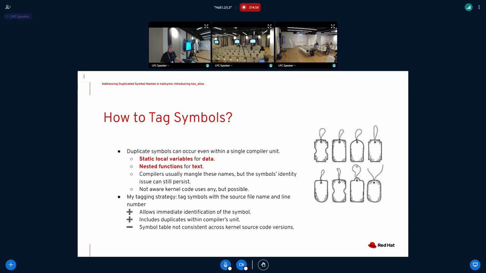So, the compiler mangles names to avoid duplicates, because they are smart, but within the same compiler unit. But identifying symbols can still be tricky, even if they are mangled. So what can we best do to tag these symbols? The best option I have found is to tag the symbol with the source file and line number. This ensures that each symbol is unique and provides enough detail to identify it, even if it is in the same compiler unit. However, there is a downside. The resulting name may not be portable across kernel versions, since both source file and line number can change from one version to another. But within a given version, it is a reliable way to distinguish between symbol names. Plus, getting the file name and line number is really easy.